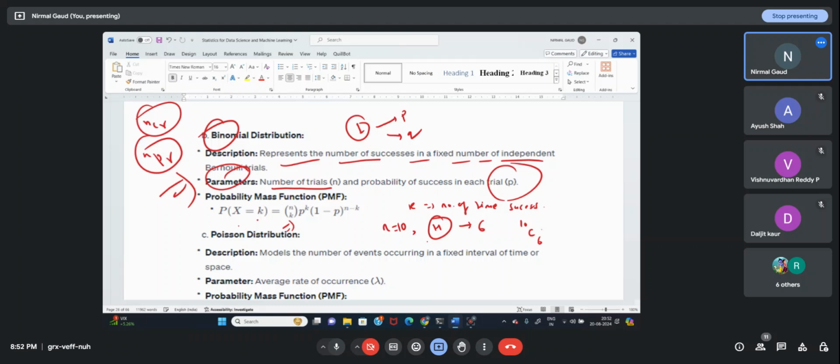Then p to the power 6: this is the probability of success, 6 times. Then q to the power 4: this is failure, 4 times. And we know the probability for tossing a coin: for head 50%, for tail also 50%. So the value of p will be 1 by 2. So the answer will be 10C6 times (1 by 2) to the power 6 times (1 minus 1 by 2) to the power 4. Ultimately, it will be 1 by 2 to the power 10.